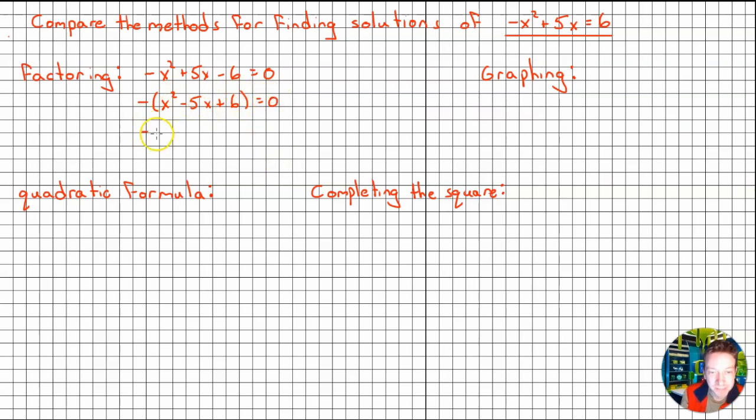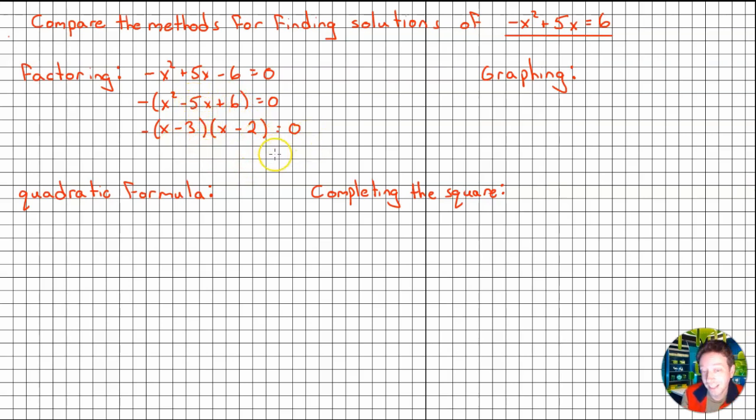And now, simple trinomial, tell me two numbers that will multiply to give you positive 6 and add to give you negative 5. Since they add to give you a negative, let's make both of these numbers negative. So let's try x minus 3 and x minus 2. So that works. Negative 3 and negative 2 give you positive 6, and they add to give you negative 5.